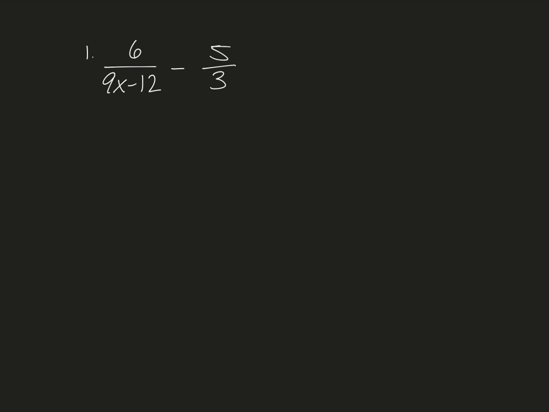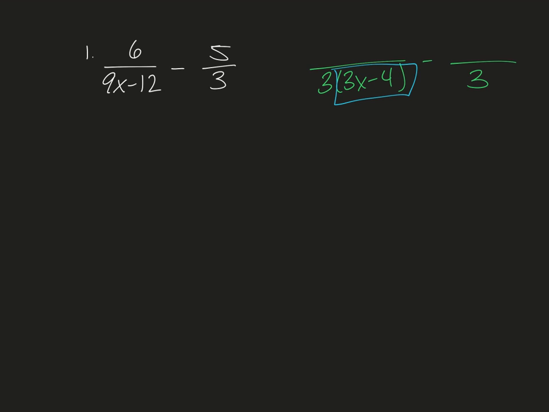I have a 9x minus 12 and a 3. I'm going to factor the 9x minus 12, and that would give me a 3 times (x minus 4) for the first fraction. And the other fraction is just a 3 on the bottom. So hopefully you can see from that the missing piece is this right here, right? The other fraction needs that 3x minus 4.